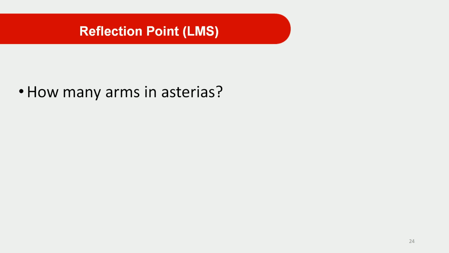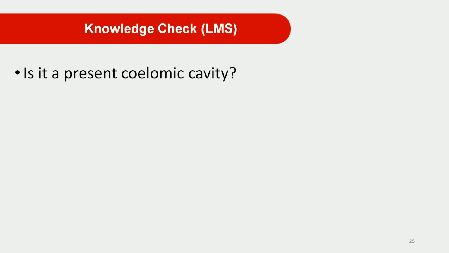And the question is a very simple reflection point. The question is how many arms are found in Asterias. As you go through the lecture, you get good information and the answer to this question. Then here is another knowledge check question: is it present in the coelomic cavity in the starfish body? You can also go through this lecture and you get good information.